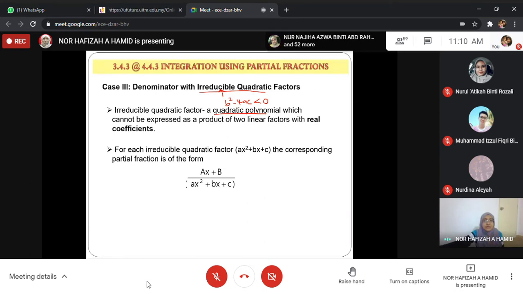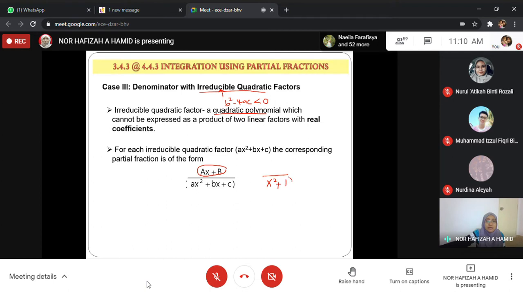Okay, so for each irreducible quadratic factor, for example ax square plus bx plus c, the corresponding partial fraction is of the form ax plus b. So you must remember this. For example, an irreducible quadratic factor is x square plus 1. Say your denominator is x square plus 1.